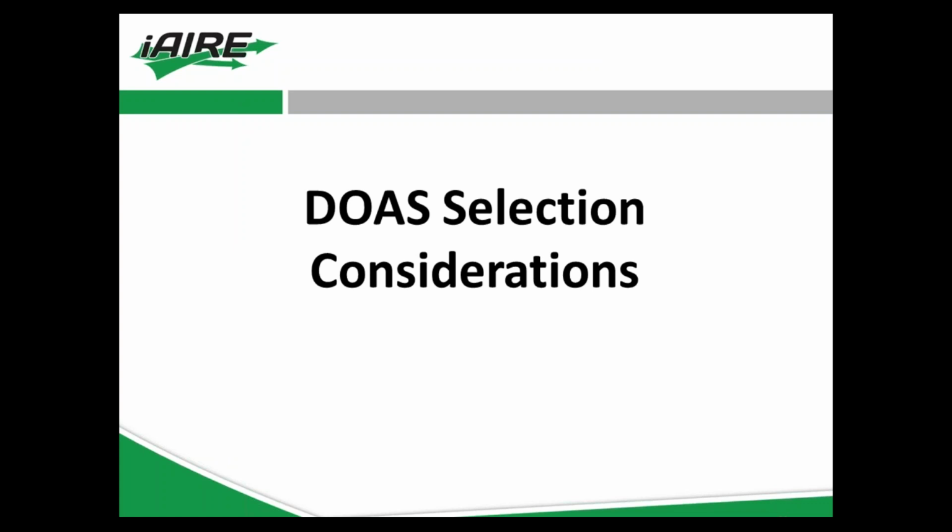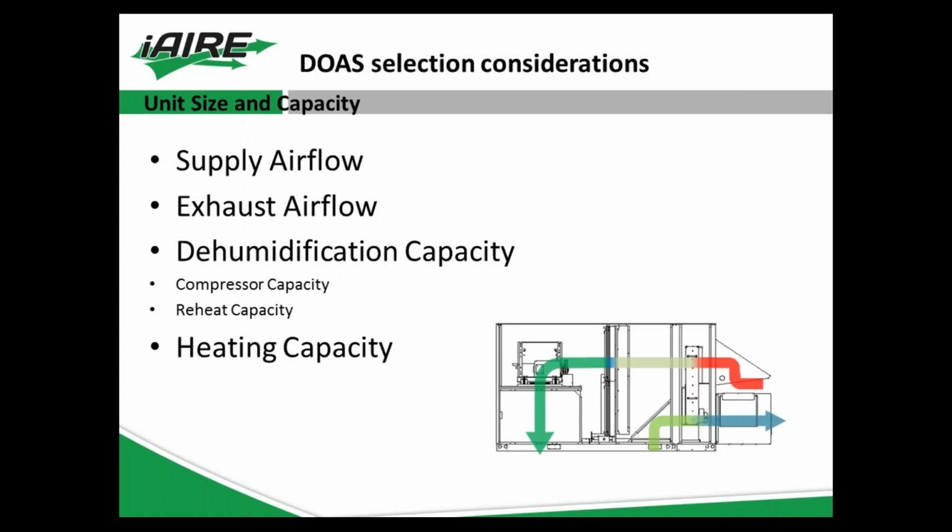So I'll jump into just a few things to consider when selecting, for our engineers out there, when selecting a DOAS system. You're going to want to obviously consider supply and exhaust airflow. You need to consider your dehumidification capacity, where the building is, what the design dehumidification day looks like, how much compressor capacity you're going to require, how much reheat capacity, and then for the winter, especially here in Chicago, heating capacity is especially important.